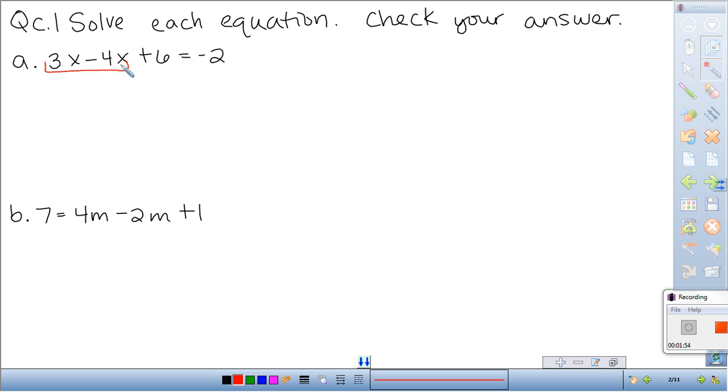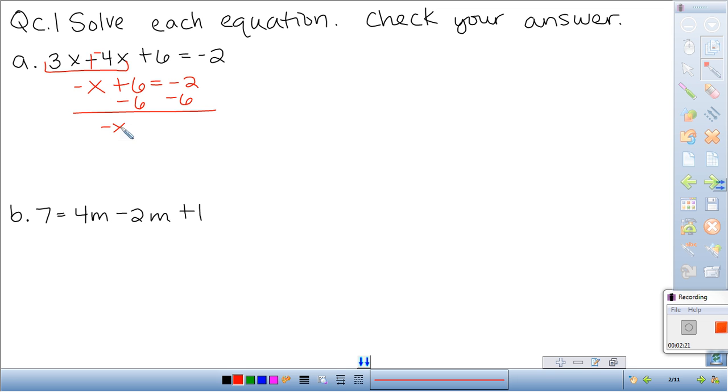So what's 3x minus 4x? Well, remember you can change subtraction to adding the opposite. So 3x and negative 4x gives us a negative 1x, or just a negative x, plus 6 equals negative 2. And we undo addition and subtraction first. The opposite of adding 6 is to subtract 6 from both sides. We always do it to both sides.